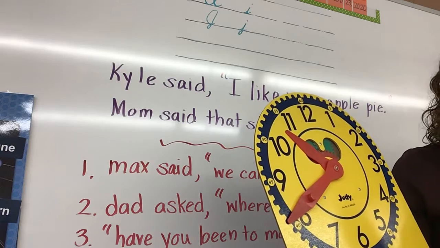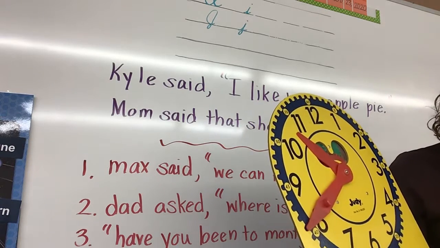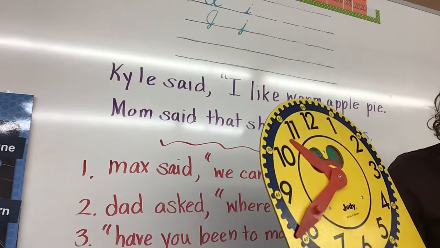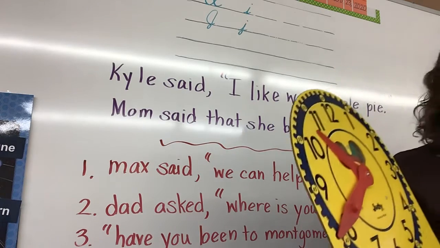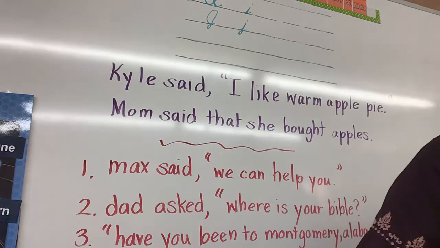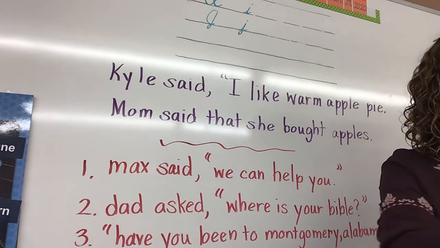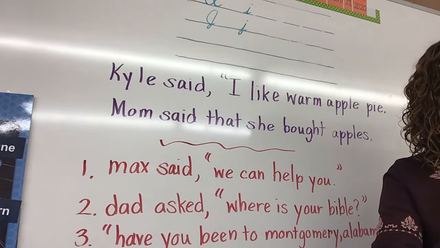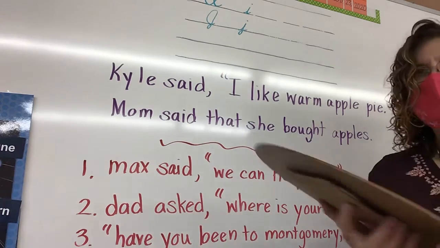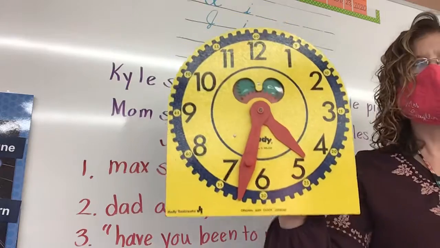What is the next hour? 11. It is at 10:41. So the next hour will be 11. So 19 minutes before 11. All right, let's look at the next one. All right, this is what the next one looks like.